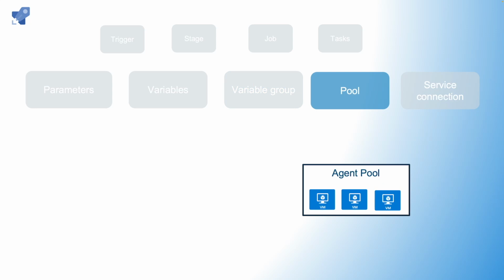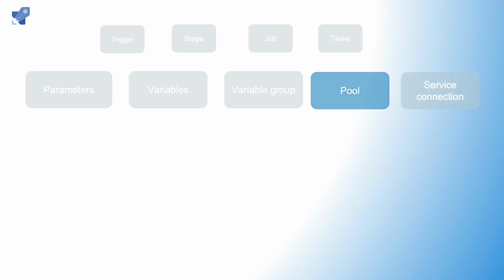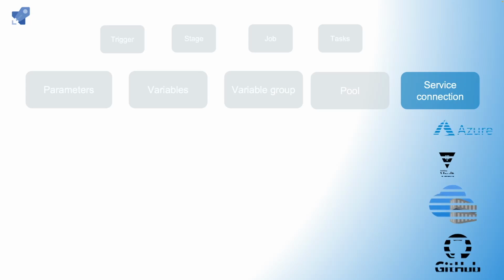Agent pool, as discussed, is a set of machines used to run jobs. A service connection is a configuration that securely stores information required to connect and authenticate to external services or resources. For example, you have a need to connect to Azure, Vault, ECR, GitHub. So you can create a service connection where you mention the URL, credentials, keys, etc., whatever is required in a single group. And in the pipelines, you just mention that service connection to create a connection.